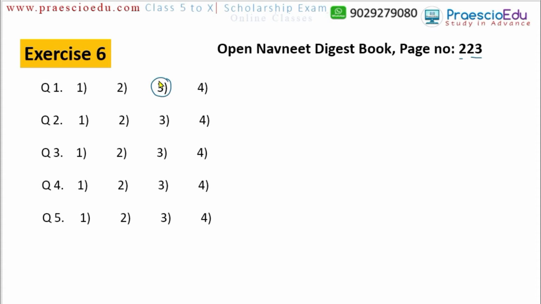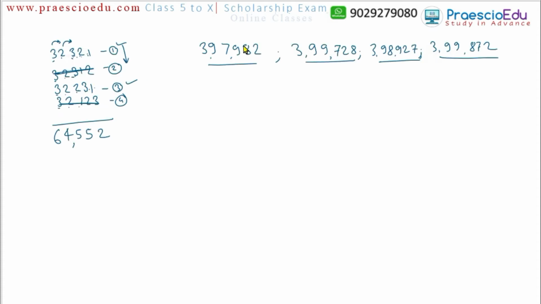Now question 2, if the numbers are arranged in ascending order. Ascending means smaller at the left side and greater at the right side. Now if you observe, the first 2 digits at the higher places are 39 here, also 39 here, also 39, and here also 39. All are the same. After this one, here the 7.